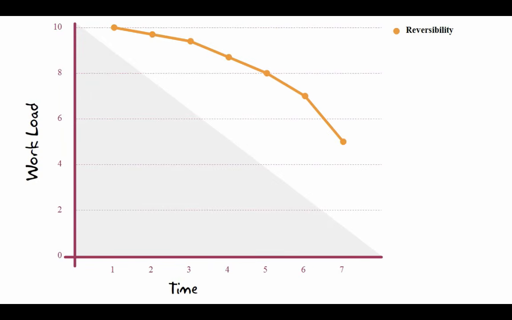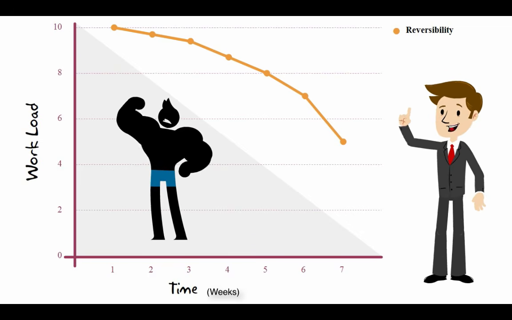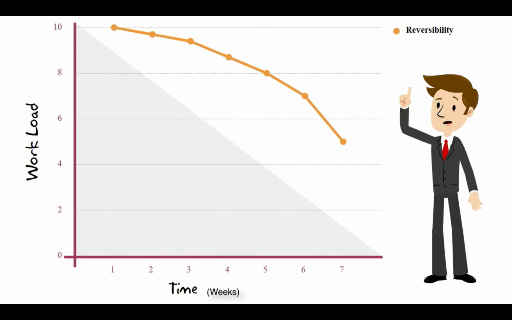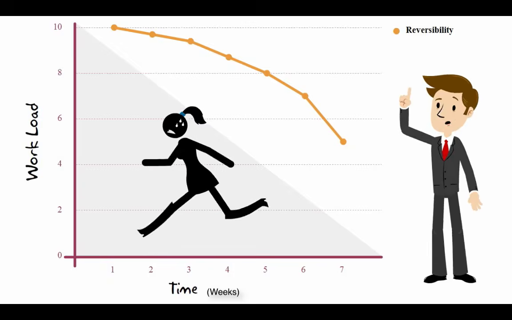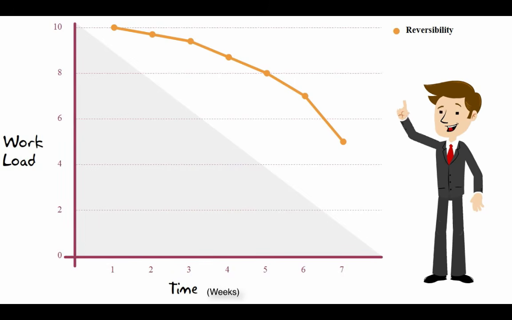Reversibility is the fact that when training stops, the adaptations made are lost. Reversibility is what turns our muscle man from this into this. It will also change our aerobically trained person from like this to being exhausted. Adaptations are generally lost at a similar rate to which they were gained.